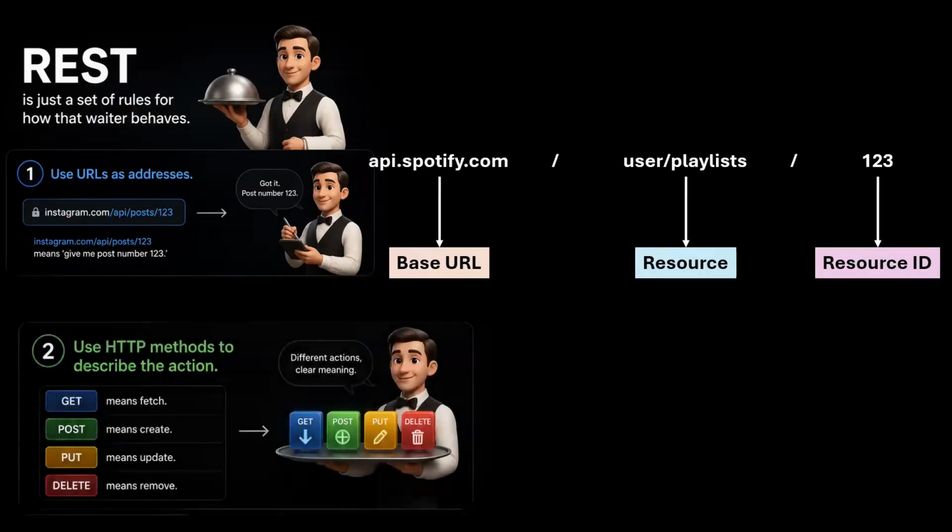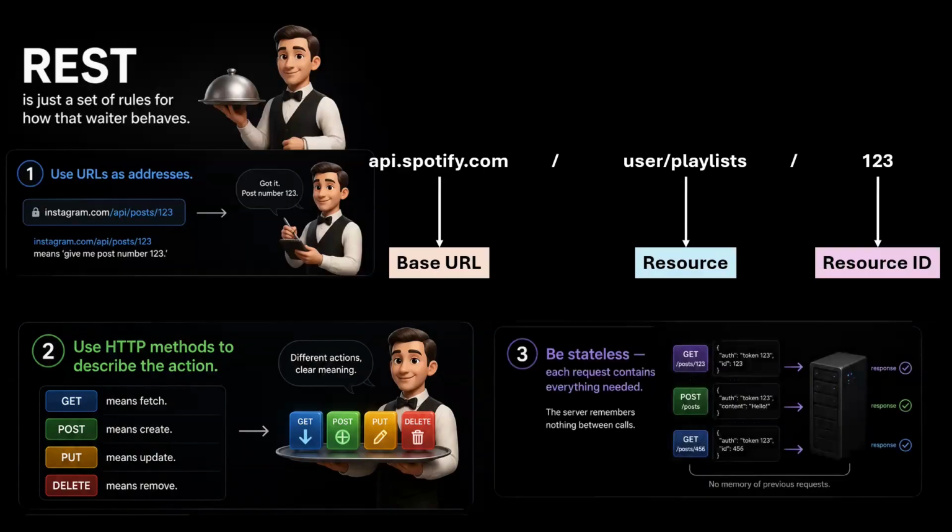The second rule is that REST APIs use HTTP methods to describe the actions. These methods tell the server what we want to do with the data. GET is used when we want to fetch or read the data. POST is used when we want to create new data. PUT is used when we want to update the existing data. DELETE is used when we want to remove the data. So instead of creating separate commands for every action, REST simply uses the standard HTTP methods.